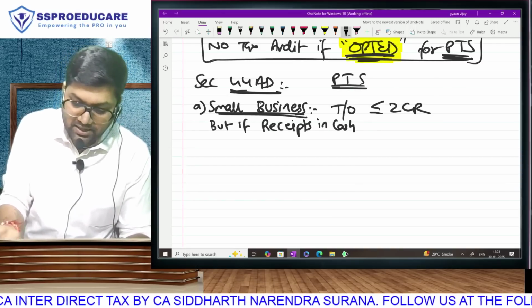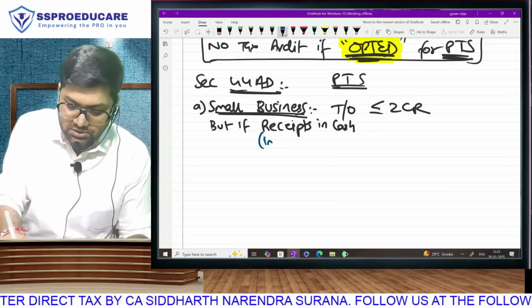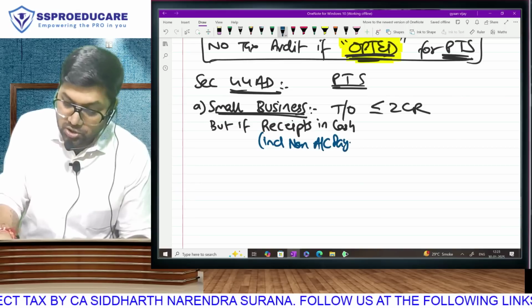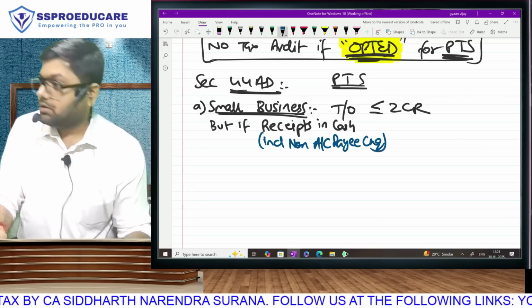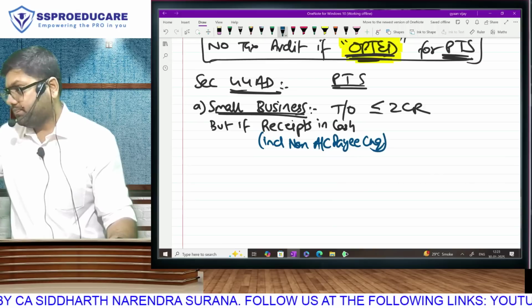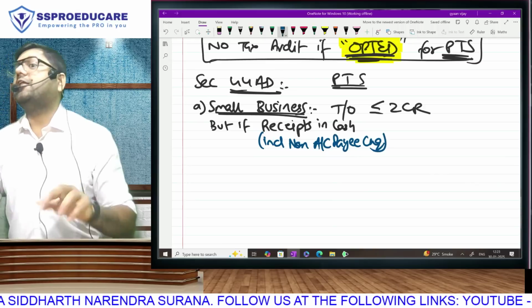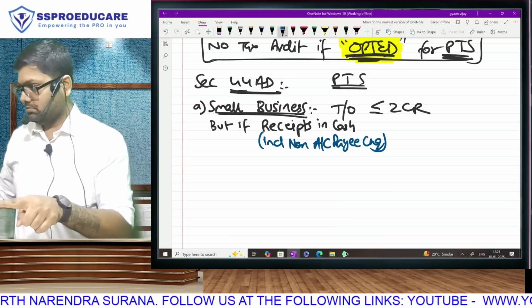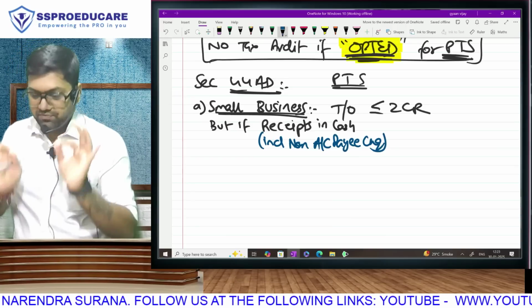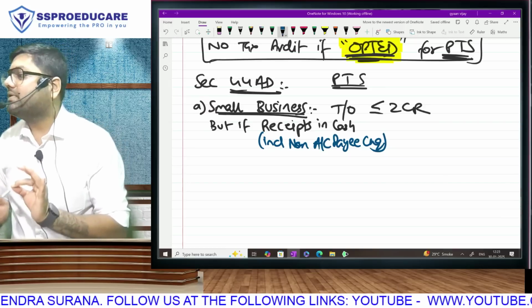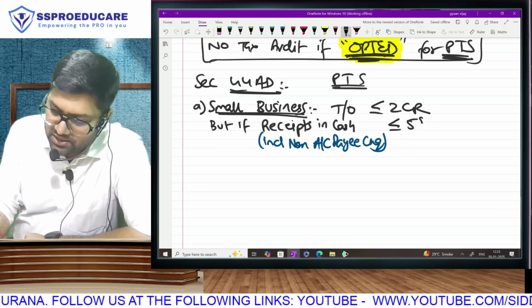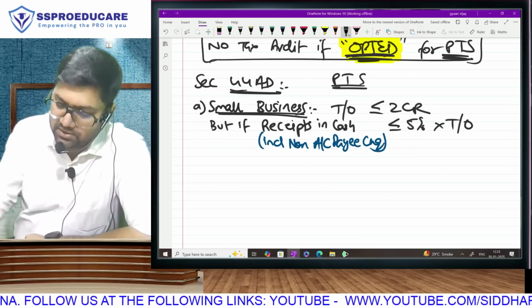Now they say, if your receipts in cash, and do you understand? Cash includes any cheque which is non-account payee, not bearer. I did not make you write bearer. I said anything that is non-account payee. Crossed cheque is also cash. Bearer is cash only. We are qualifying only account payee cheque. If your receipt in cash is not exceeding 5% of your turnover.